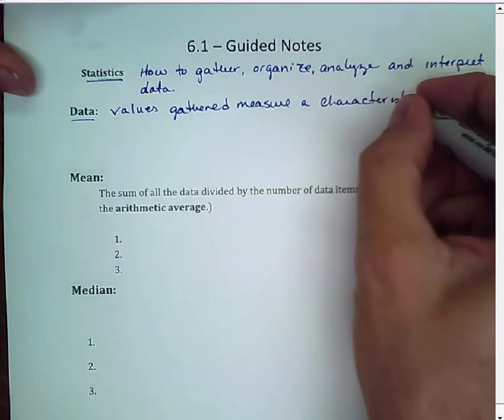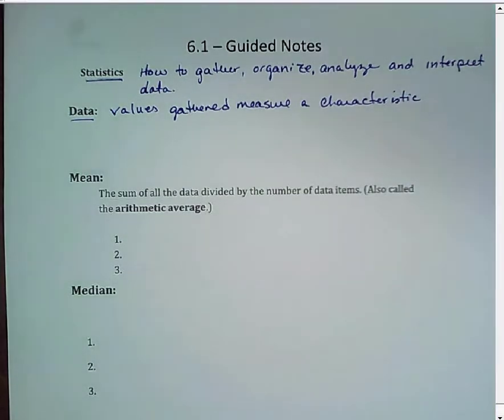Guys, this could be anything from your grades, the values that I gather whenever I check your grades. That's data. That's information that I pull. It could be height, weight, gender, could be just about anything. Now, we are only going to deal with numerical data, and we're going to talk about the mean, median, mode, and range.